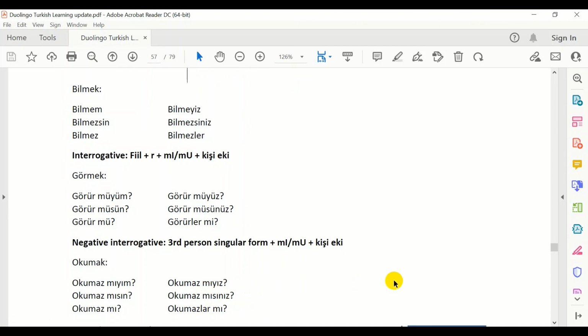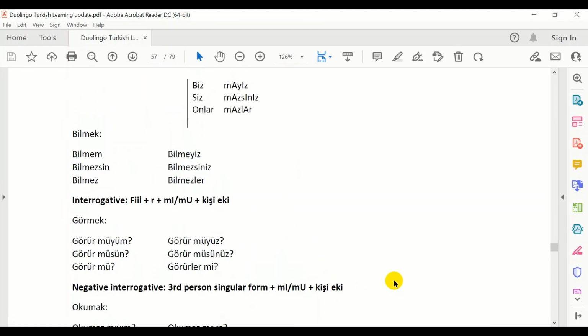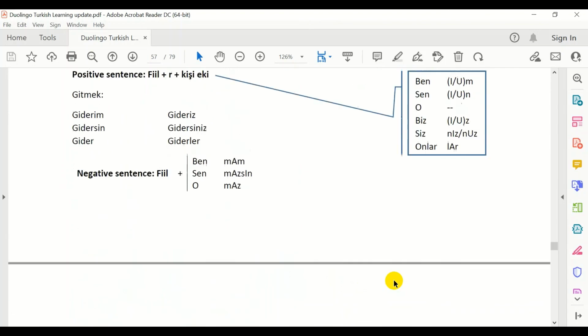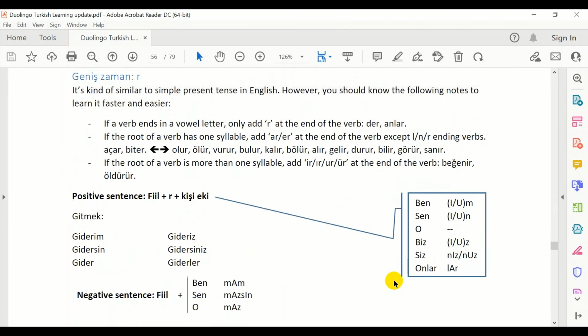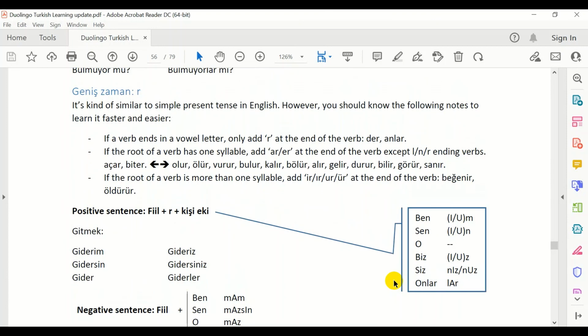I hope you could understand the different sentences of Geniş Zaman. It was not that difficult, but it might need some more practice. So I hope you practice enough to learn it well.